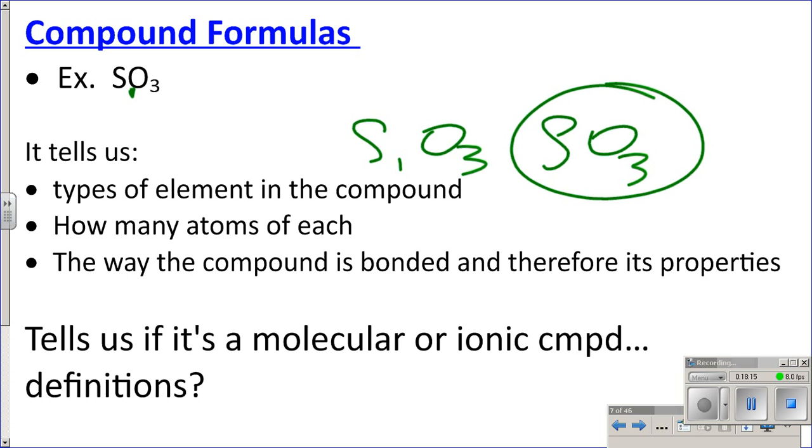Low melting point. Non-electrolytic. Shares electrons to make a bond.